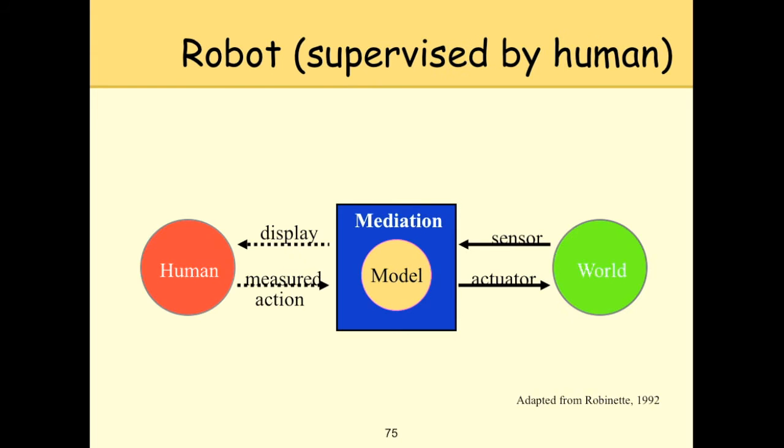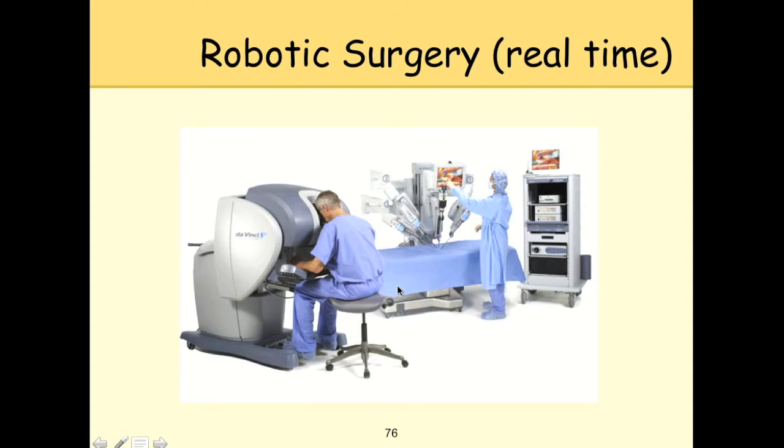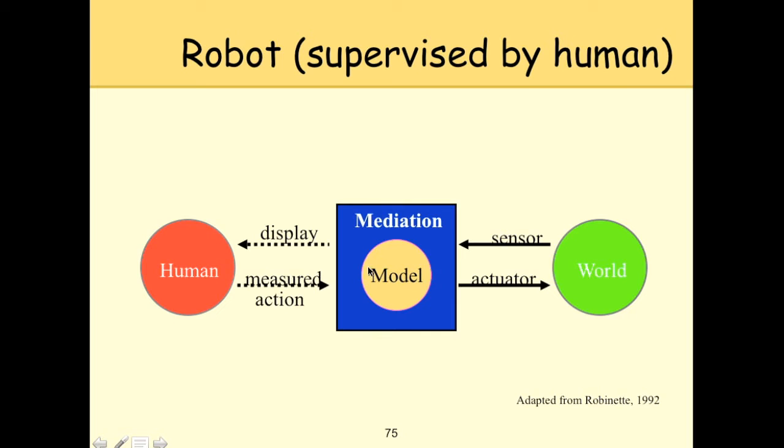Well, there's one other thing here: the robots. Where do robots fit into this? Certainly robots can interact with the world, and certainly you can control the robots. But what's in between here is a model. Now, what happens? So what?